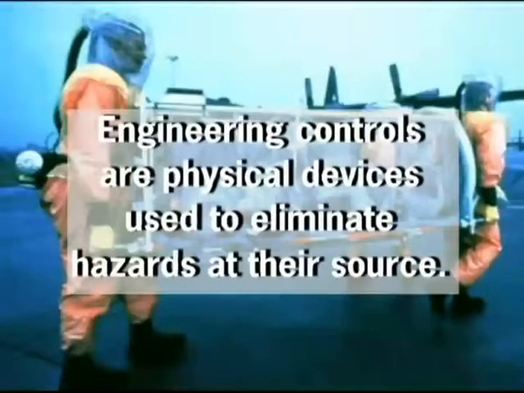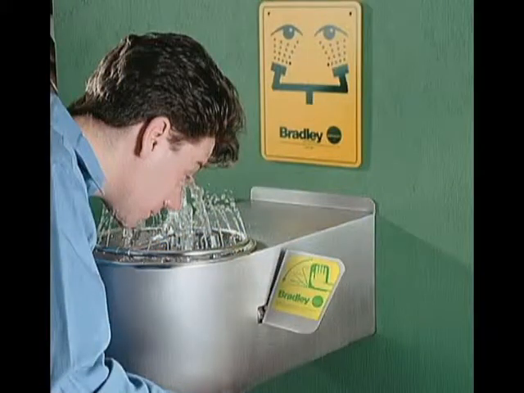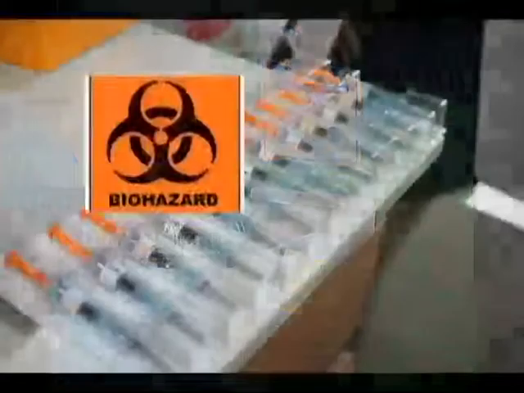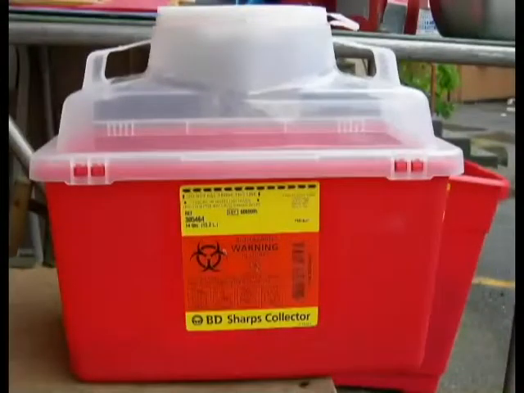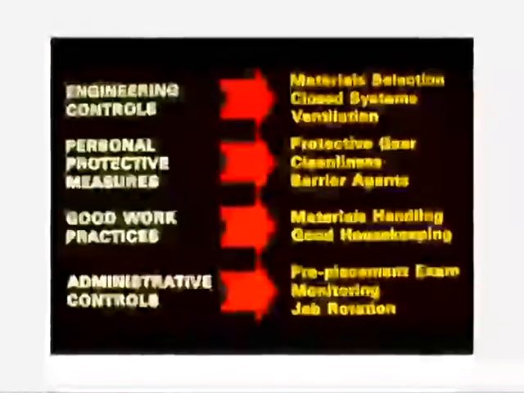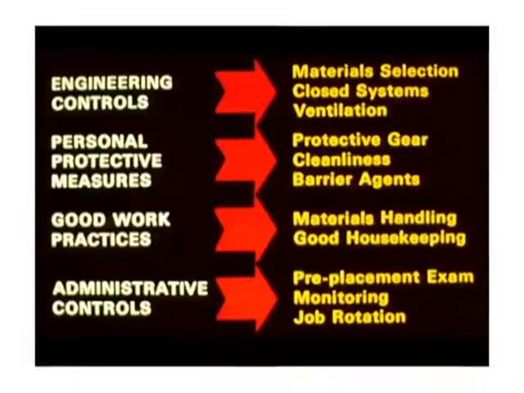Engineering controls are physical devices used to eliminate hazards at their source. Some engineering controls include hand and eye washing stations, biohazard labels, or self-sheathing needles. These controls must be easily accessible and near the point of care. Regular inspection and maintenance of engineering controls are mandatory.